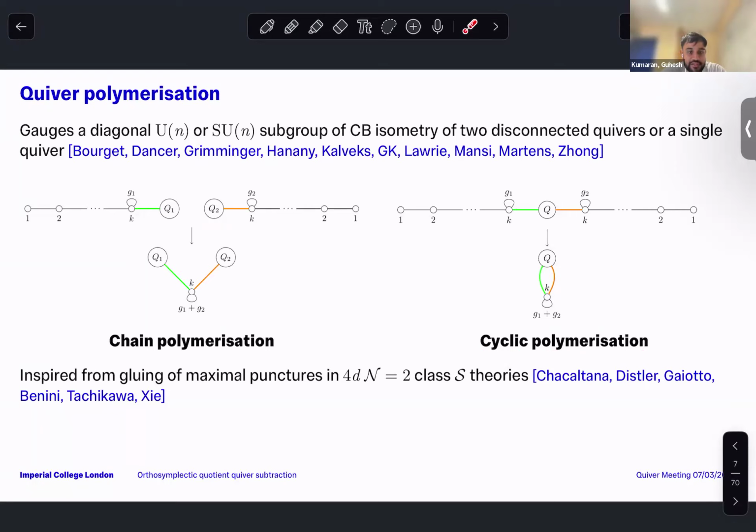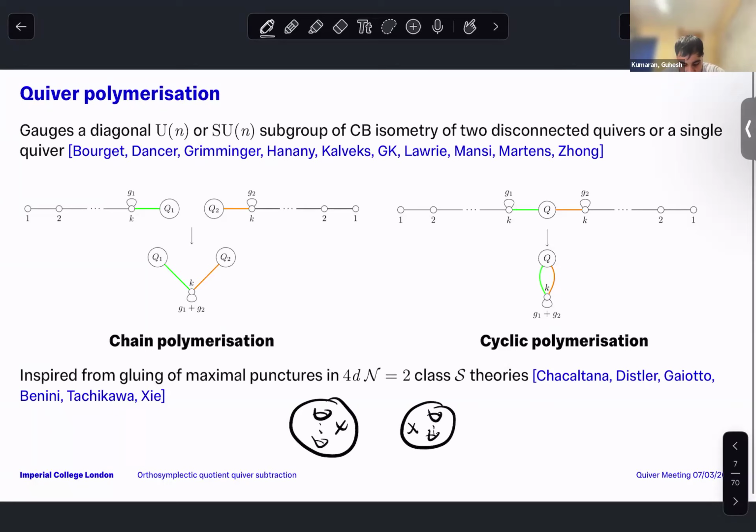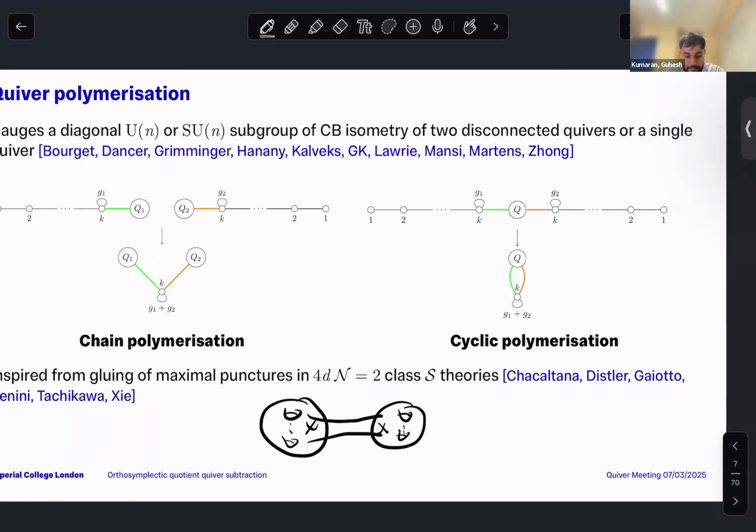And such a technique was inspired from looking at class S theories and gluing maximal punctures. So the picture you would have here is, if I have G of these guys, and I have a maximal puncture here, and I have a different G, then I can glue them up together like this. Okay, so this is where these things came from.